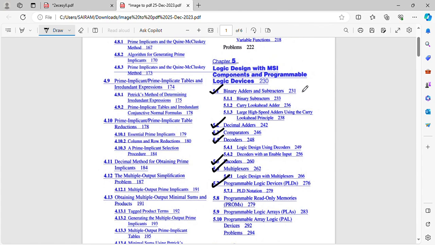And here you can see that with respect to this, he is telling you binary adders and subtractors. Binary adders is on page number 231. Binary subtractors are present in 233 and carry look-ahead adders are present in 236.